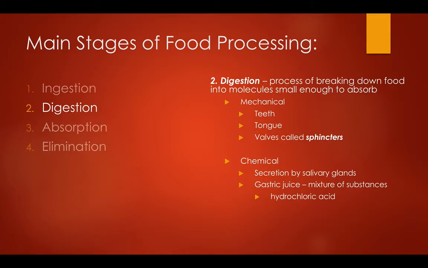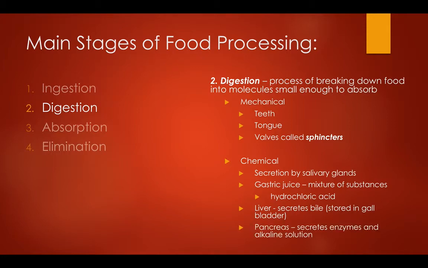Then once the food enters your stomach, gastric juice, a mixture of substances including a lot of hydrochloric acid, does some chemical digestion. The liver also secretes bile, and the bile helps with that digestive process as well. And then finally, the pancreas finishes it up through secretion of enzymes and an alkaline, very basic solution, helping along the digestive process as the food enters the intestines and colon.